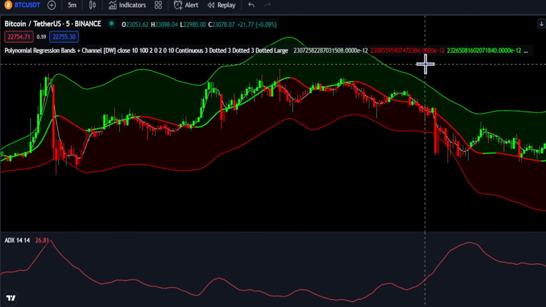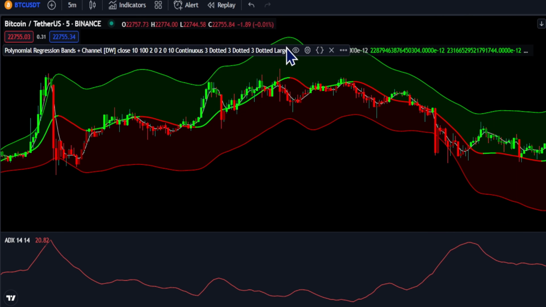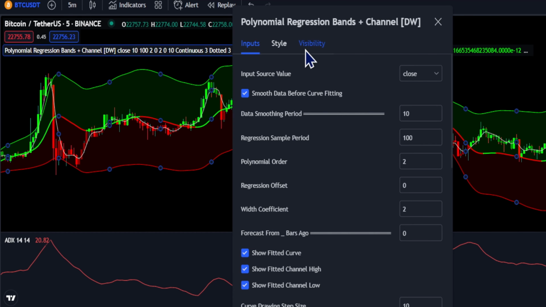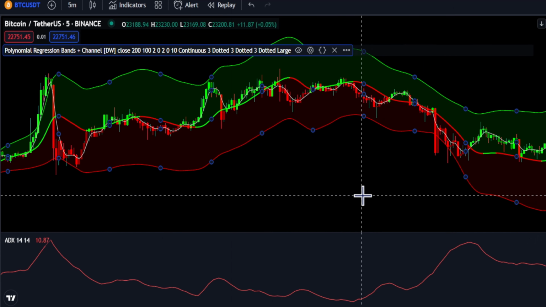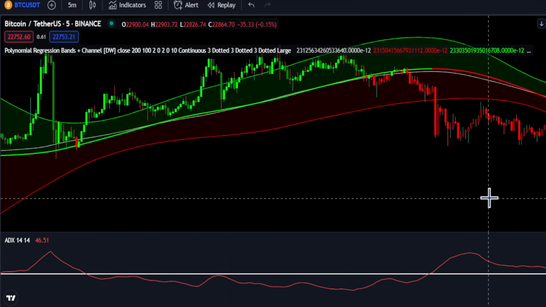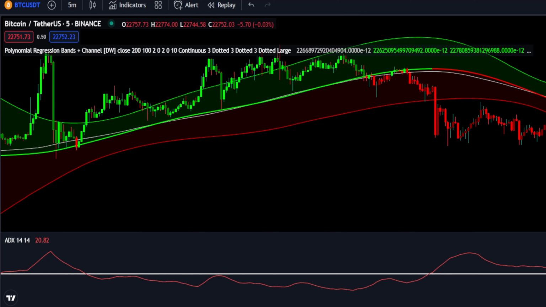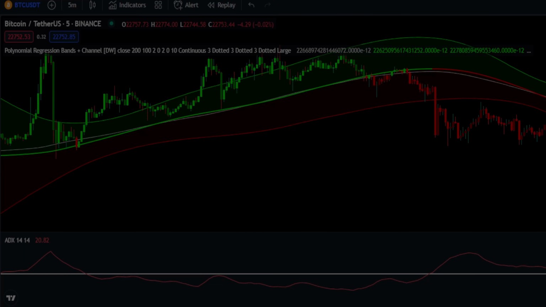So head over to the settings menu and navigate to the inputs table. Then change the data smoothing value to 200. That's all that we needed to change. Now close the tab. Finally, add a horizontal line at the 30 value of the ADX indicator. That was all that we needed to do. Now let me show you when to enter into a position.